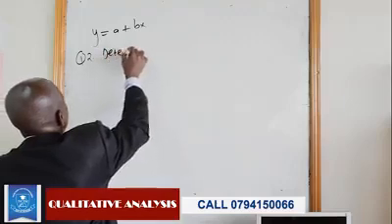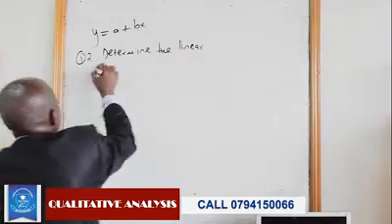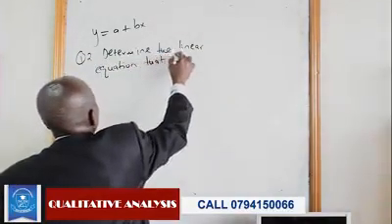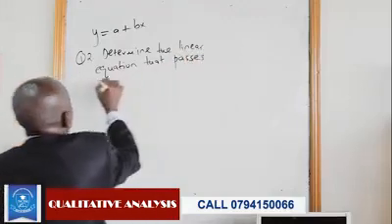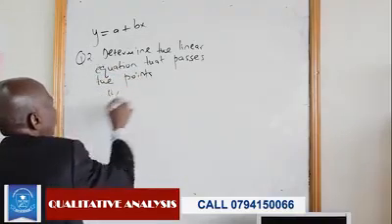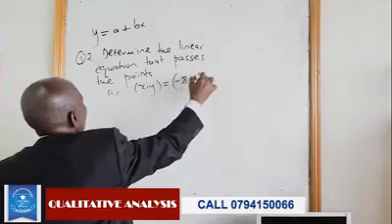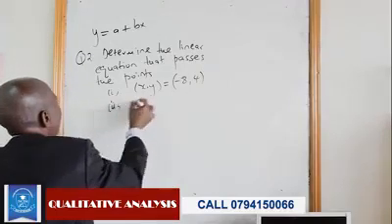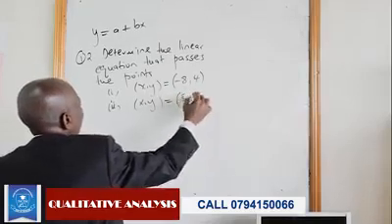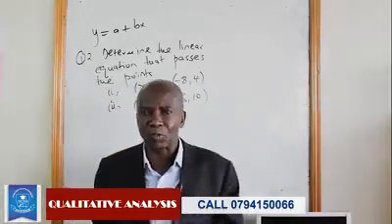Determine the linear equation that passes through the points: the first point, x comma y is equal to minus 8 and 4, and the second point, x comma y is equal to 5 and 10. So I want to find the linear equation that will go through those 2 points.